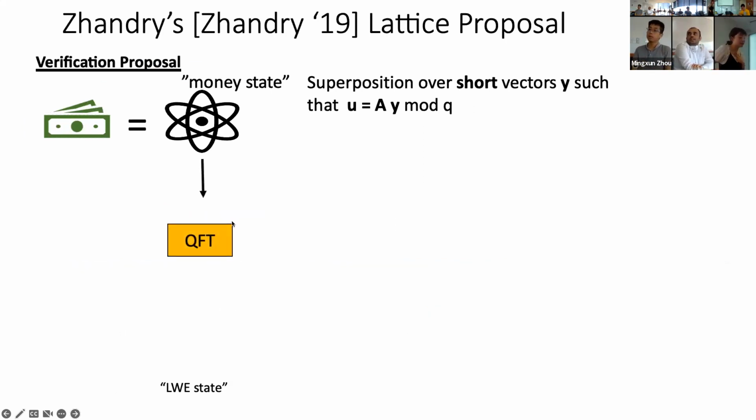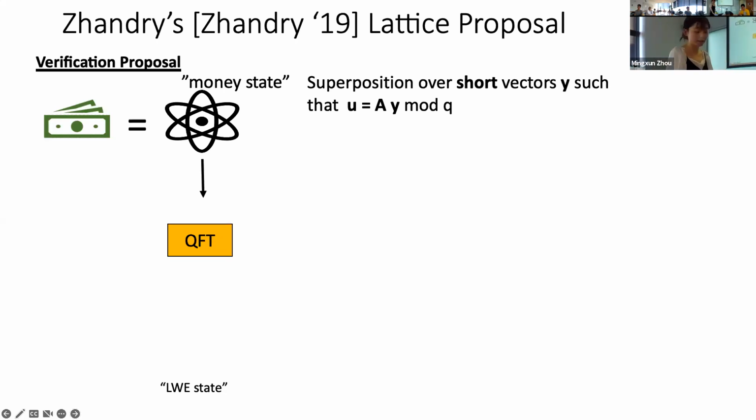As I said, I didn't talk about how to do verification, and this is indeed where the bugs come in. We have a public key case, so we have to do a public verification. Suppose I just verify the money state handed in by the adversary, checking whether it's a short vector that satisfies A y equals u. But the adversary can do that even if it measures the state and just hands in a short classical vector. We don't want that to happen.